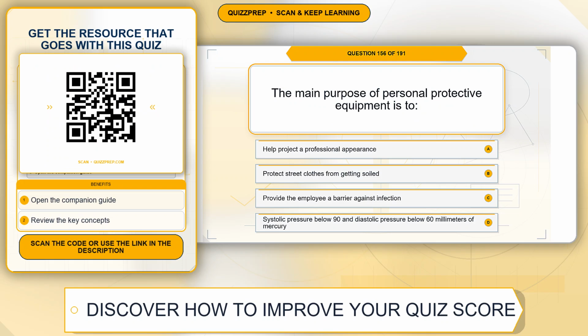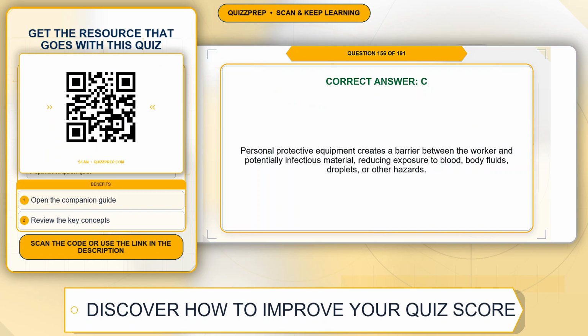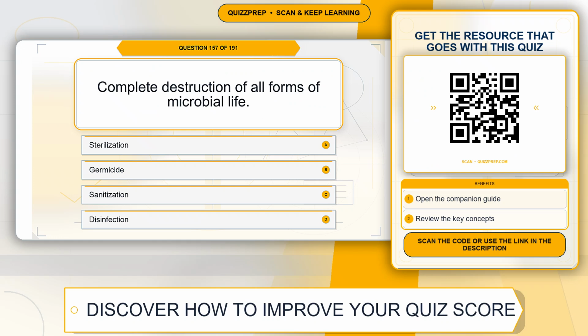Question 156. The main purpose of personal protective equipment is to: Option A, help project a professional appearance. Option B, protect street clothes from getting soiled. Option C, provide the employee a barrier against infection. Option D, systolic pressure below 90 and diastolic pressure below 60 mm of mercury. The correct answer is option C, provide the employee a barrier against infection. Explanation. Personal protective equipment creates a barrier between the worker and potentially infectious material, reducing exposure to blood, body fluids, droplets, or other hazards.